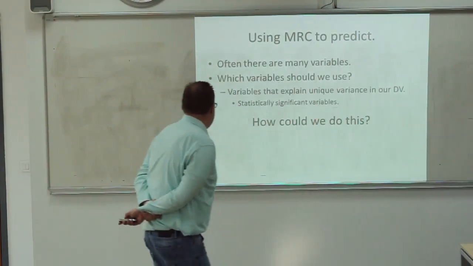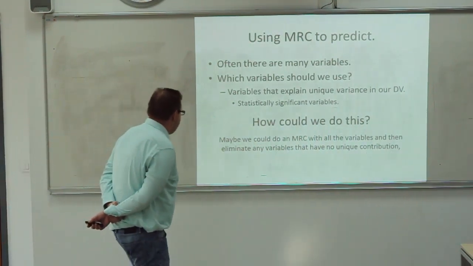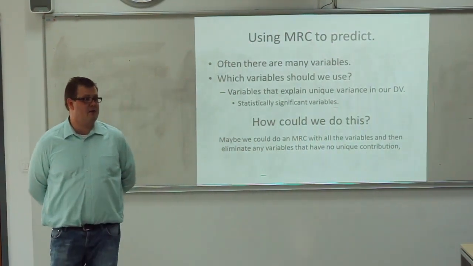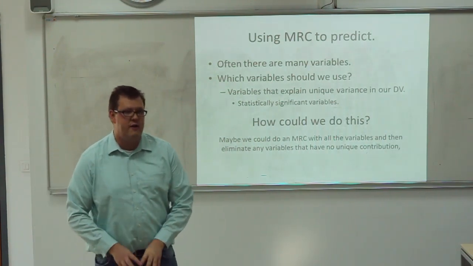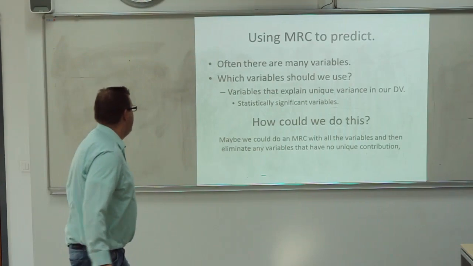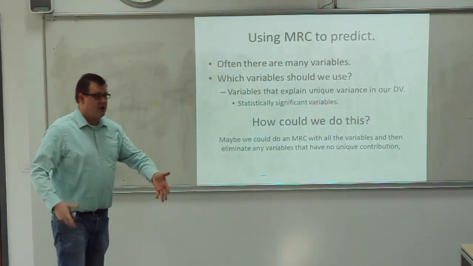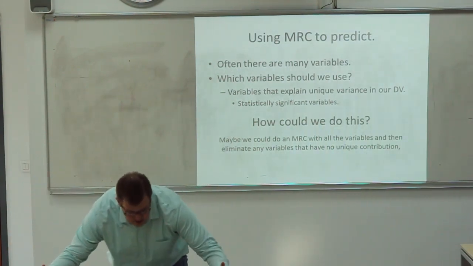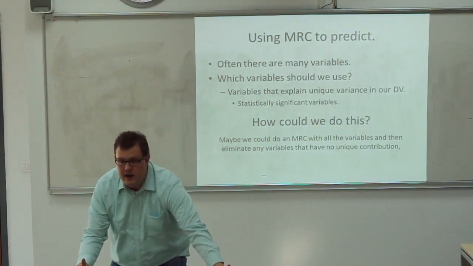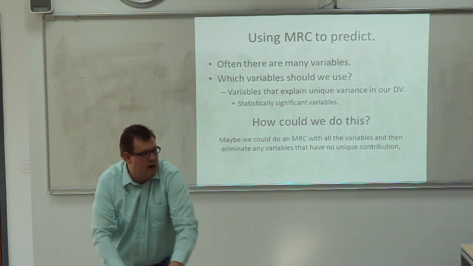Alright, so I'll give you one potential way, and this, as it turns out, like a lot of my examples, is not the right way you should do this. So maybe you could do an MRC with all of the variables, right? So the dependent variable is a function of all of the independent variables, and you want the ones that explain unique variance in the dependent variable. So just look at the results of that output and see which ones explain unique variance, and then base your model on that. Throw everything else out.